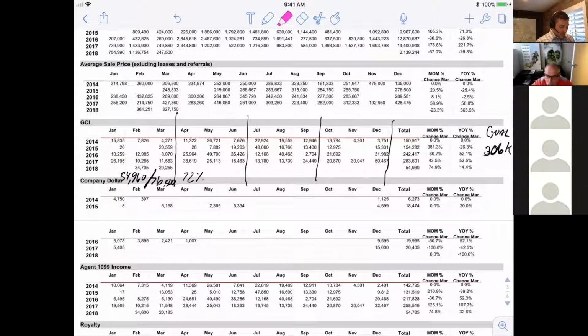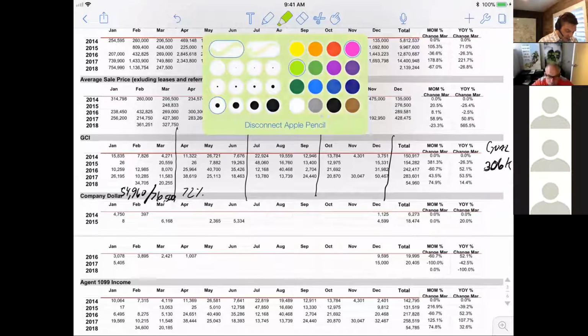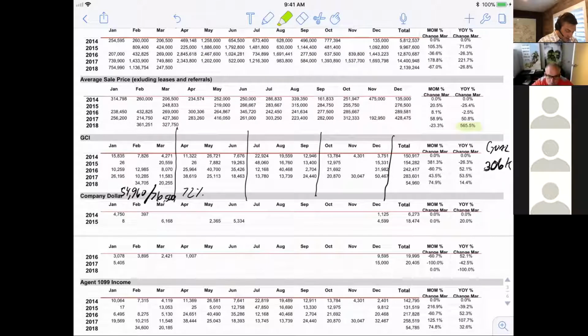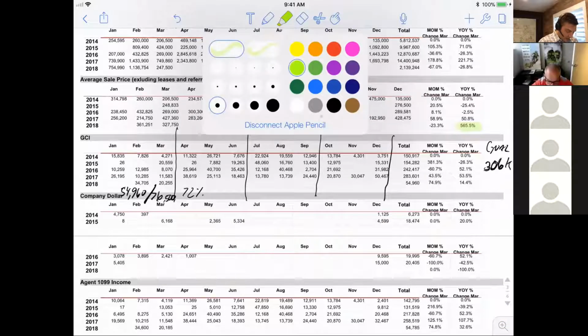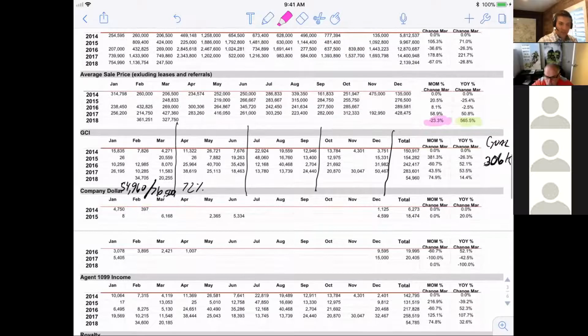Come down here and look at GCI. We're focusing mainly on the 4 conversations here, but you can see each one of these categories has a lot of credence. Like even the average sales price, you can see that year over year she's ahead by 565% in her average sales price. But she had a really strong March last year, and you can see that she's behind by 23% in her average sales price, meaning that her sales price fluctuates quite a bit.